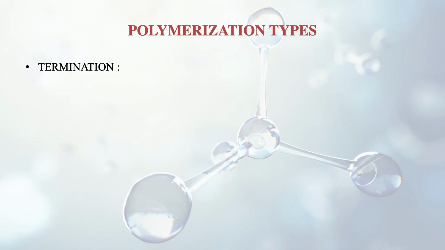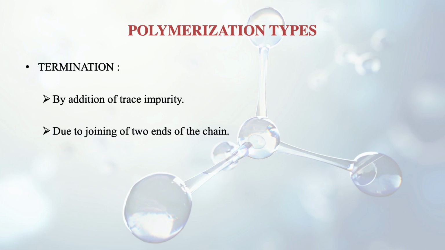And now, how do we terminate this process? We can terminate it by adding a small trace of an impurity, or by joining the two ends of the chain. Suppose the chain has been formed and there are two ends and you join them, so they will be blocked and cannot join to another molecule.